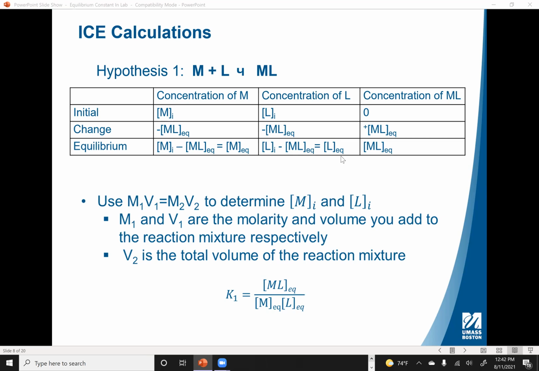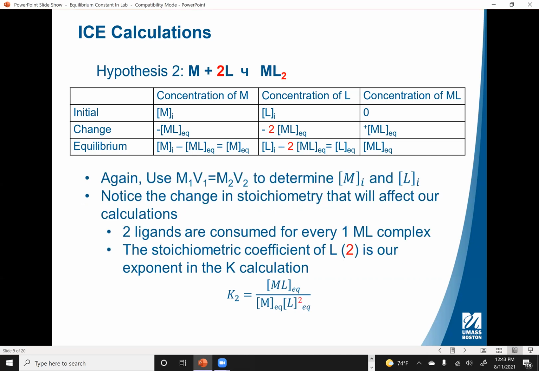Once we have the equilibrium values, we can figure out what K1 is. All right, but what about the second hypothesis? How is that different?